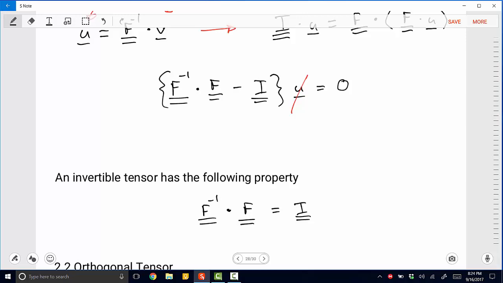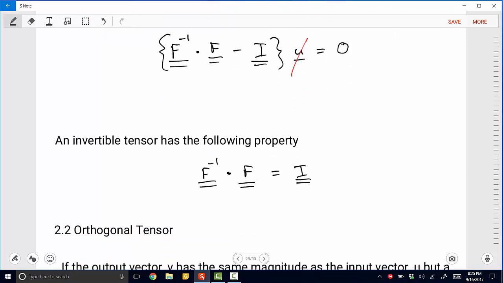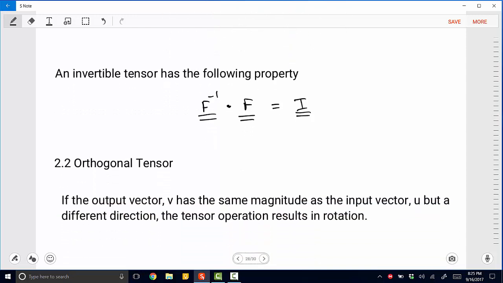Now, by itself, this function can be difficult to solve, particularly if we have higher order tensors. There's too many unknowns. But it's a very useful property that we will exploit later when we're dealing with deformation. So now let's look at the idea of an orthogonal tensor. What is an orthogonal tensor?